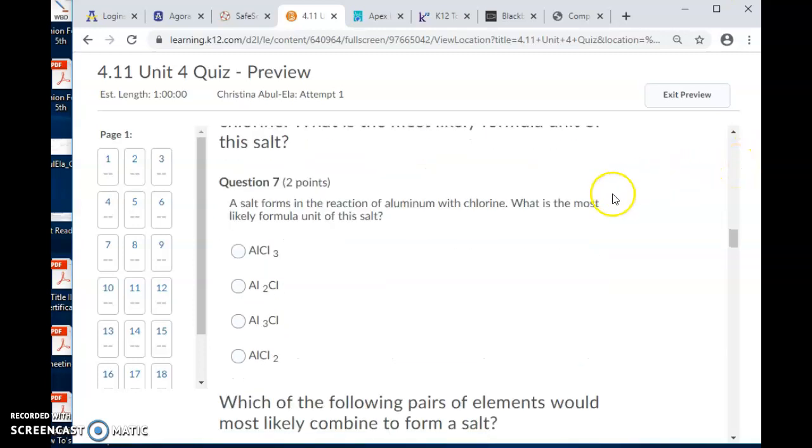Question 7. A salt forms in the reaction of aluminum with chlorine. What is the most likely formula unit of this salt? AlCl3, Al2Cl, Al3Cl, AlCl2.